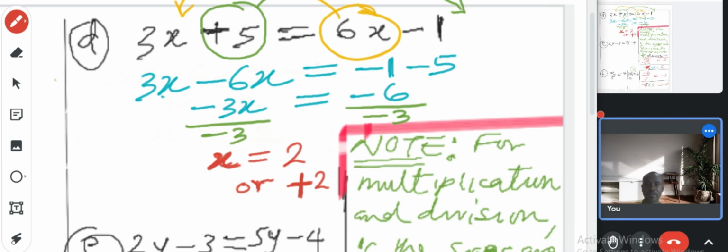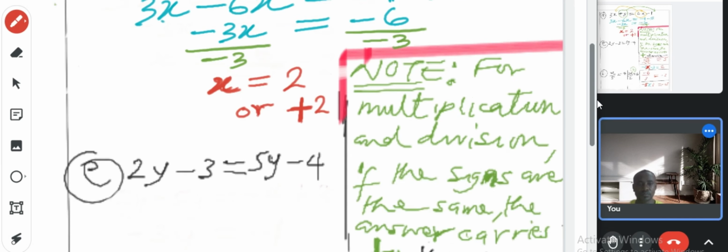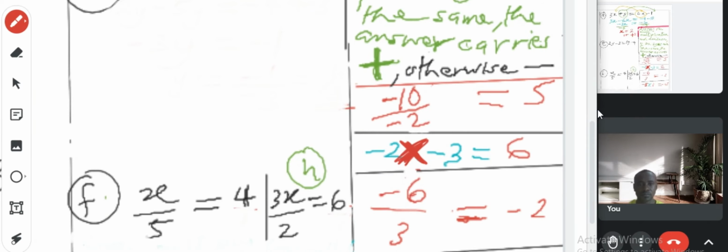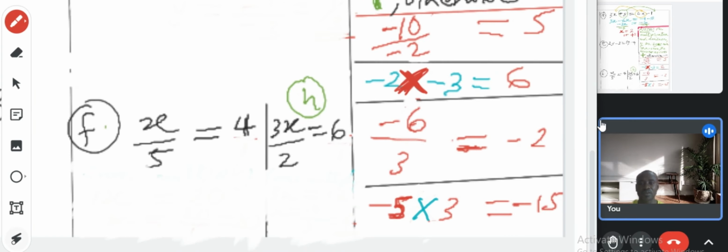Okay, let's go to the next one. Further examples of what I just said. For instance, minus 10 divided by minus 2 is equal to 5, because both signs are the same, so the answer will carry a plus. Minus 2 times minus 3. First of all, you do 2 times 3 and that gives 6. The signs are the same, so the answer will carry a plus. You can write plus 6 or you just write 6.